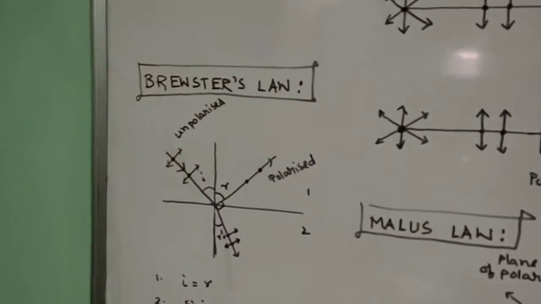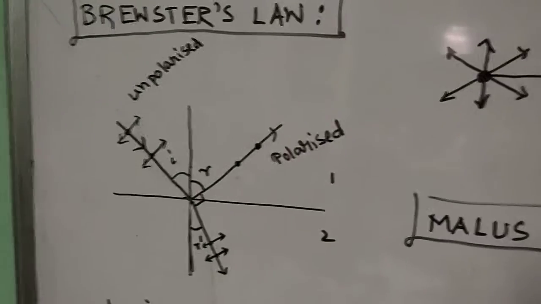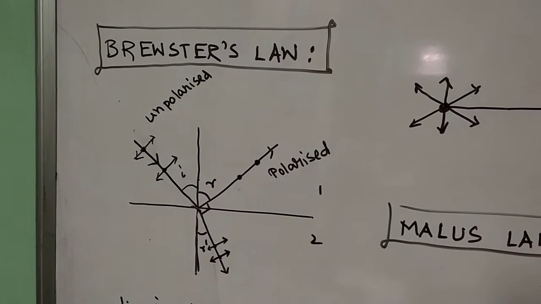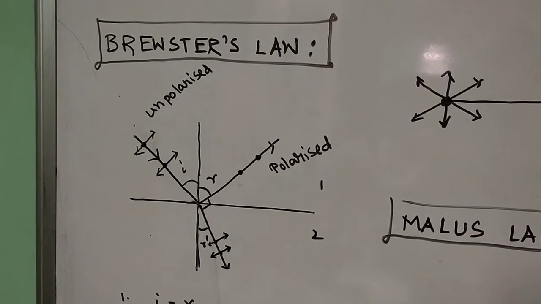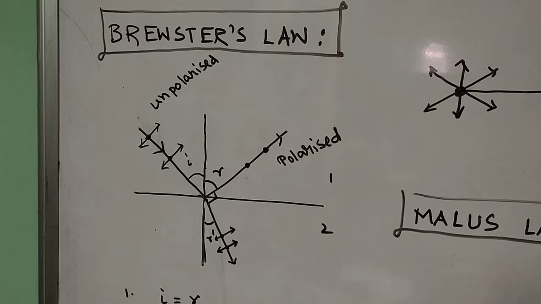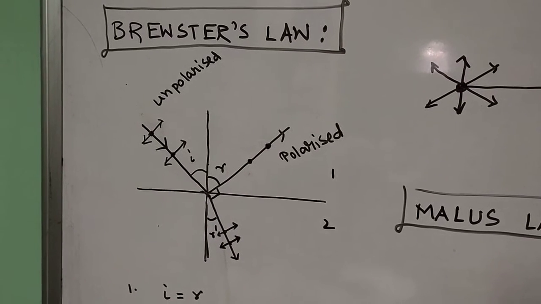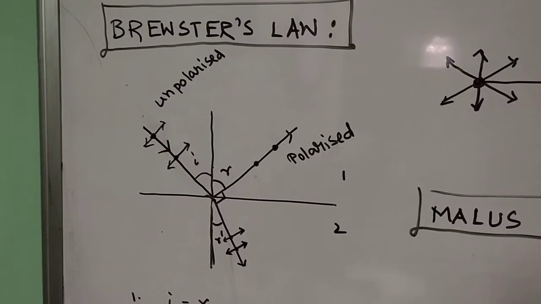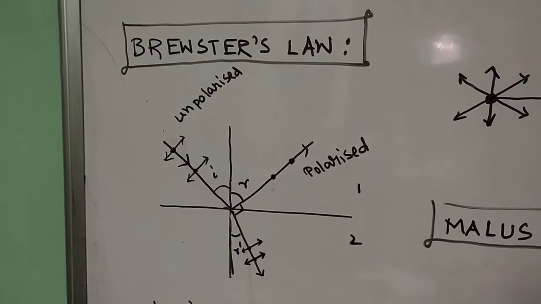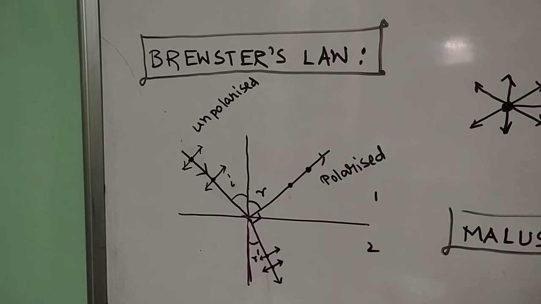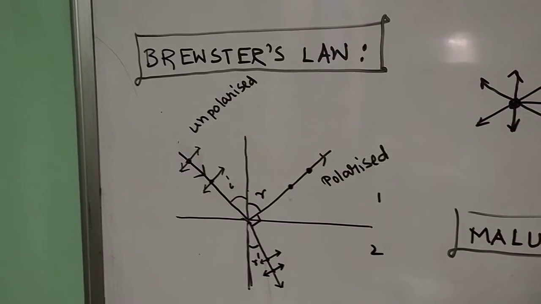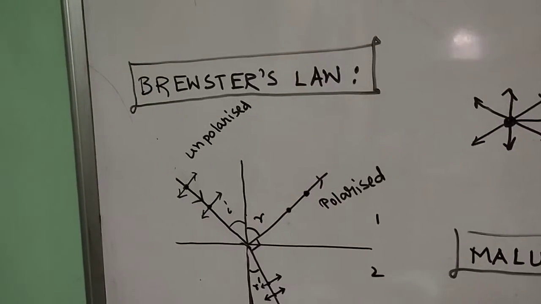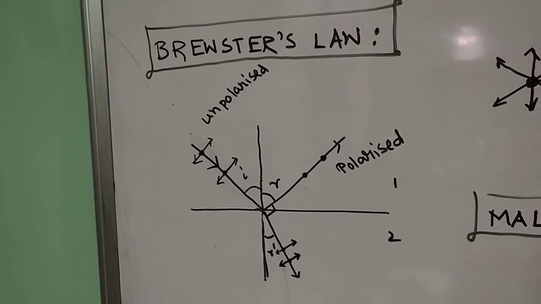Now there is another law, Brewster's law. Now you see an unpolarized light is there and it strikes at the interface separating medium 1 and medium 2. So a part of the light gets reflected and a part of the light gets refracted. Now if you want to make unpolarized light polarized, you have to strike the ray at a specific angle at which the refracted ray and the reflected ray are perpendicular. If this happens, then the reflected light is polarized.